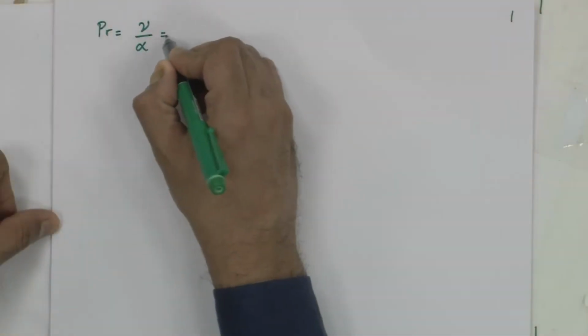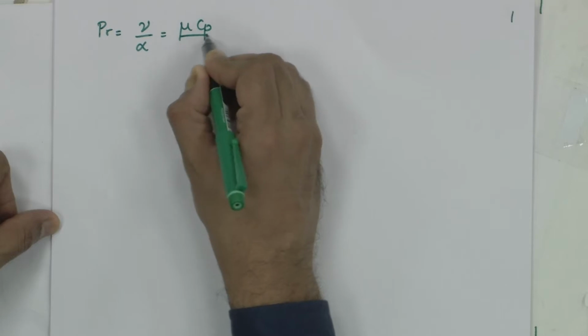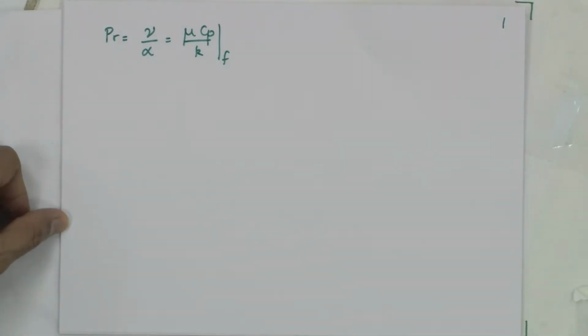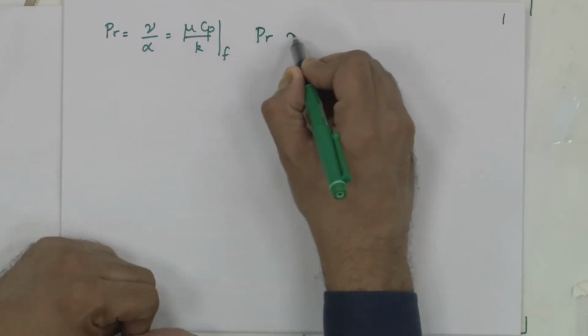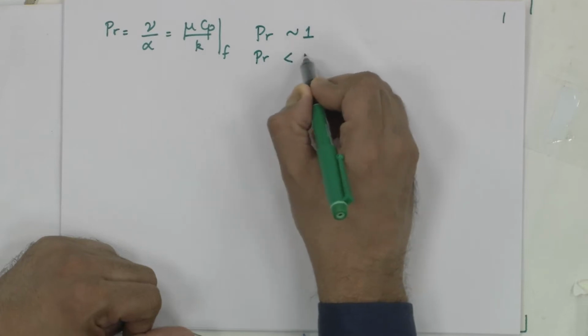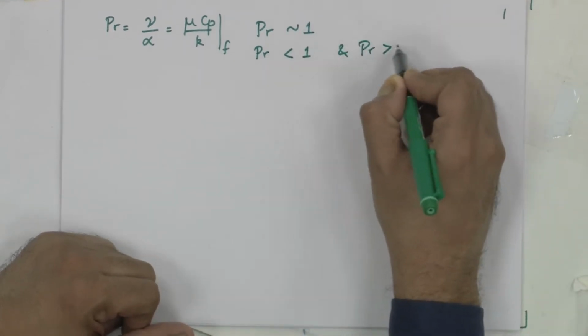In the last module, we looked at a very important concept, the Prandtl number, which is the ratio of momentum diffusivity to thermal diffusivity. Based on the value of the Prandtl number, which is a property of the fluid, Pr is nothing but nu over alpha, which translates to mu Cp over k for the fluid. Based on this, we could have three types of fluids, where Prandtl number is of the order 1, Prandtl number less than 1, and Prandtl number greater than 1.